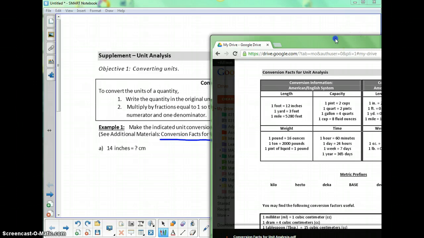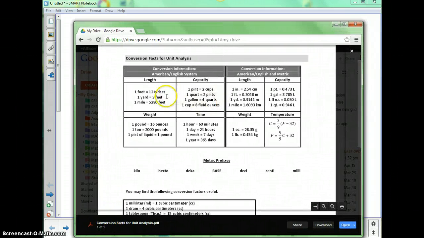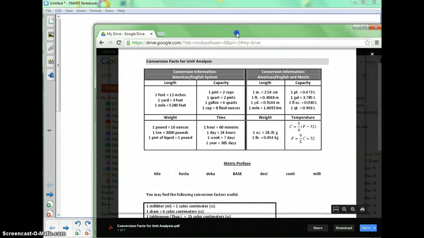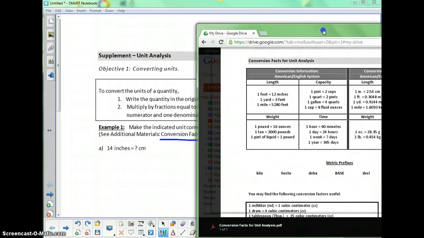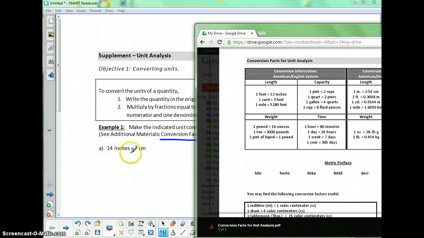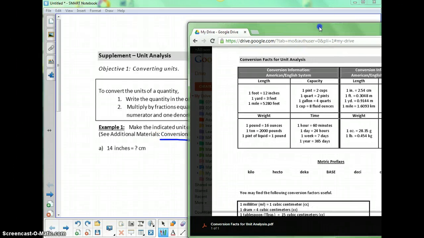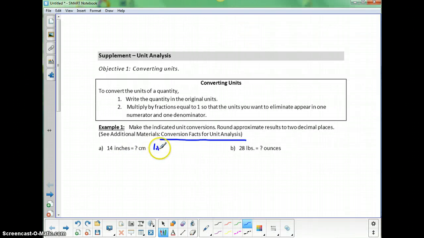What this sheet looks like is a list of conversion facts separated by English to American and English to metric. I'm going to need to use some of these conversion facts when I'm converting between units. Like, for example, in the first problem, I want to convert 14 inches into centimeters. So for this one, I would use the fact that 1 inch is equal to 2.54 centimeters. Let me write that down here: 1 inch equals 2.54 centimeters.